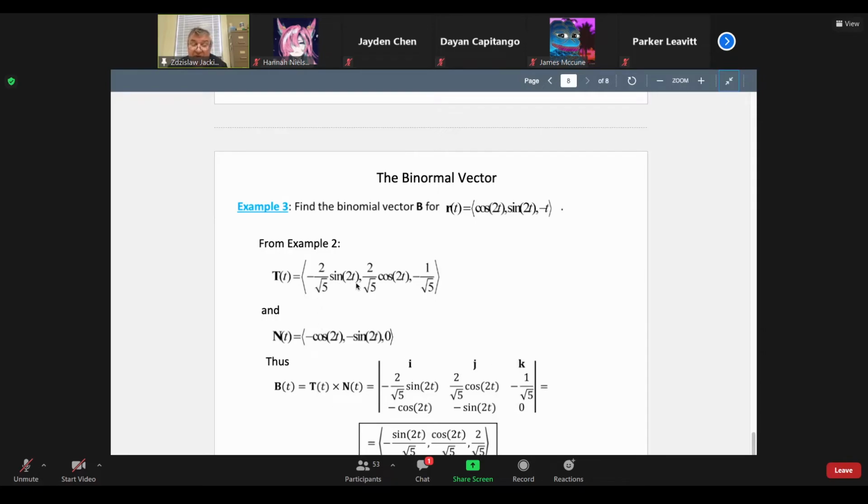First, you put the components of this. So this is -2 over square root 5 sine t, 2 over square root 5 cosine t, and -1 over square root 5. And of course, then you put the components of this: minus cosine, minus sine, 0. And if you compute this determinant, you can verify that the first component is minus sine t over square root 5, the second component is cosine t over square root 5, and the last component is 2 over square root 5. So that's the binormal.